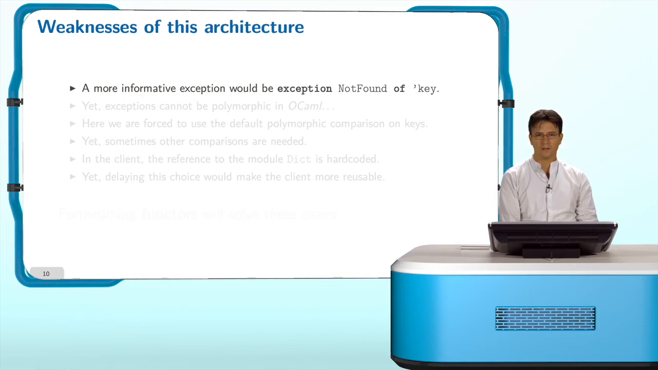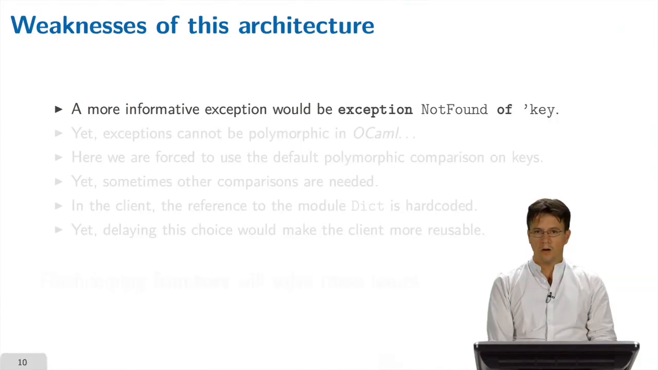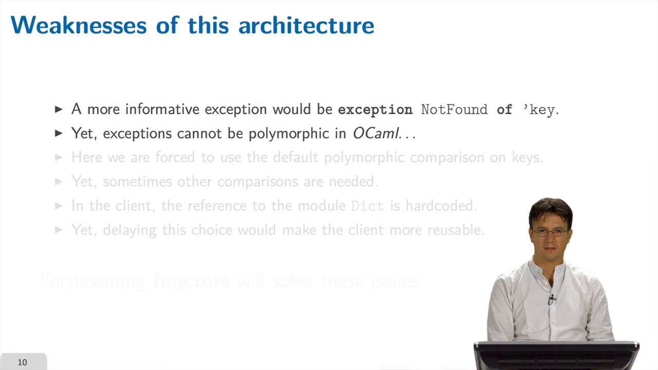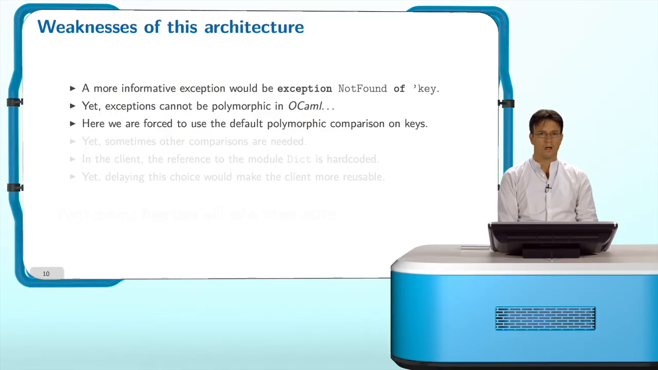The first one is the fact that the exception that is raised when a lookup has failed is not very informative. We would love to write an exception declaration mentioning not only the fact that the key is not found, but which key has not been found. Yet, that's not directly possible in OCaml, because exceptions cannot be polymorphic.